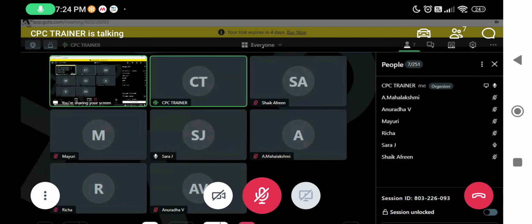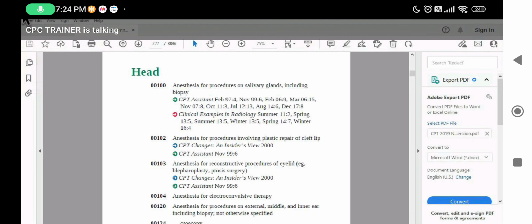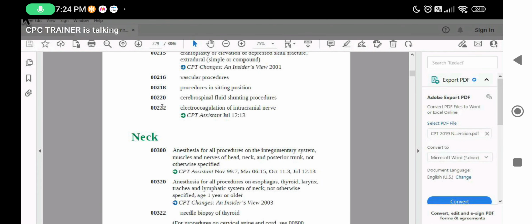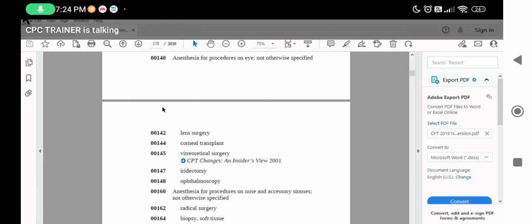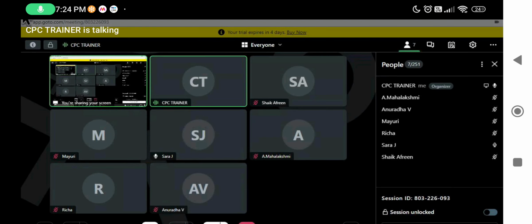Why am I saying this? In this head location, all the codes are direct leading only, right? Head location means the codes start from 00100 to 00222. I think you have 15 codes there. So now what you will do is, I will give two questions, guys. Everyone note down that question.